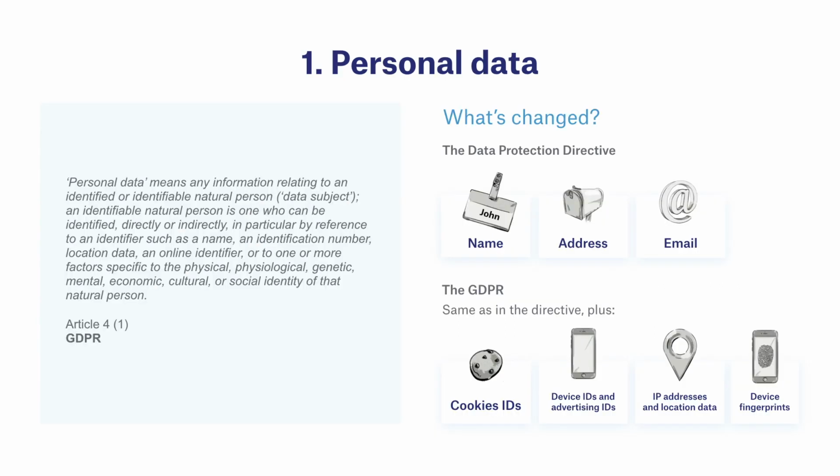Up until GDPR, most AdTech and MarTech vendors operated based on the fact that they were not collecting or dealing with personal data. The reason for this is because online identifiers such as cookie IDs, IP addresses, device advertising IDs, and device fingerprints were not considered examples of personal data. However, under the GDPR and e-privacy, essentially any piece of data or information that can be in some way used to identify a person is classified as personal data.